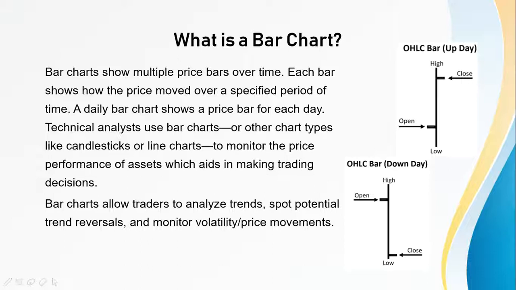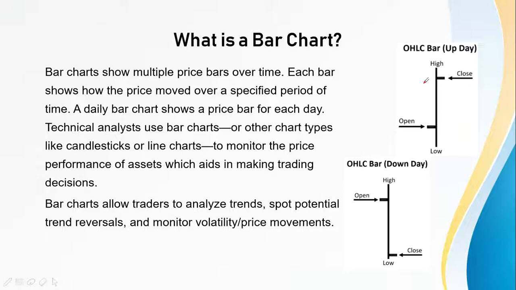Bar charts show multiple price bars over a period of time. Each bar shows how the price has moved over a specific period of time. A daily bar chart shows a price bar for each day. Technical analysts use the bar chart or other chart types like candlestick charts or line charts to monitor the price performance of assets, which aids in making trading decisions. Bar charts allow traders to analyze trends, spot potential trend reversals, and monitor volatility or price movements.